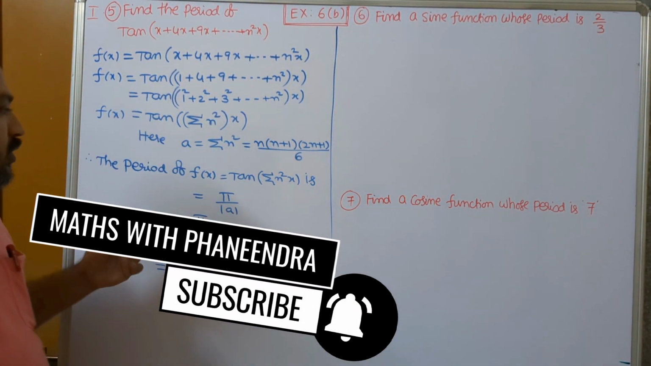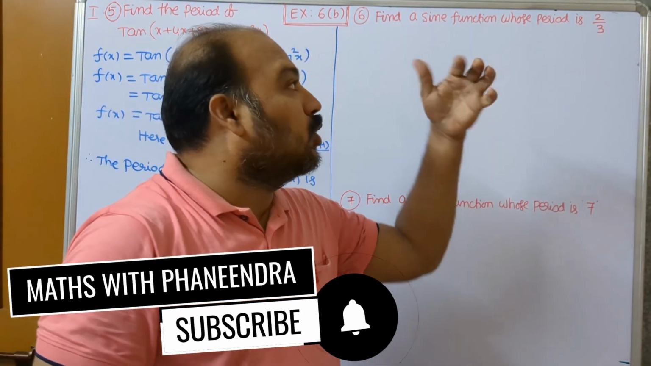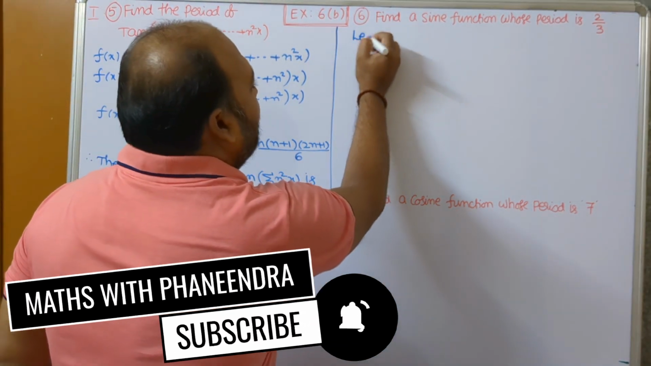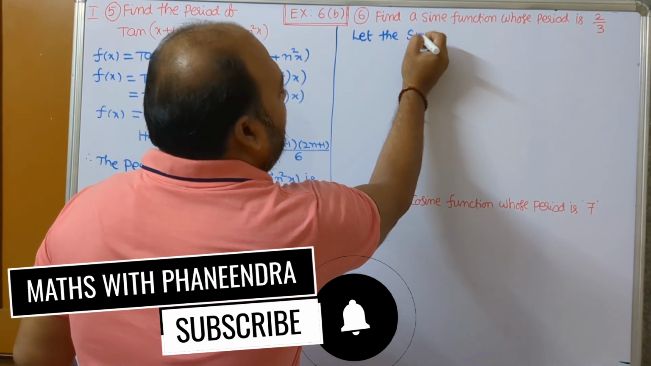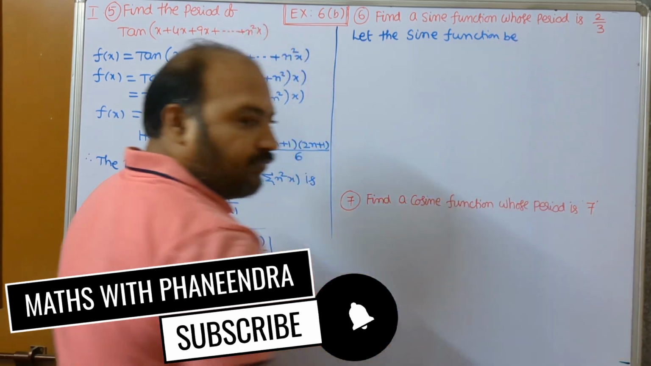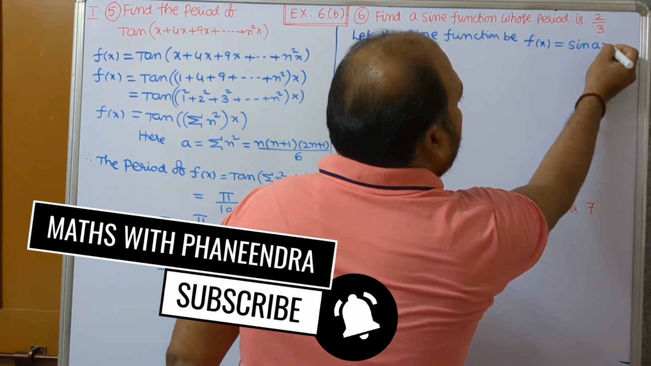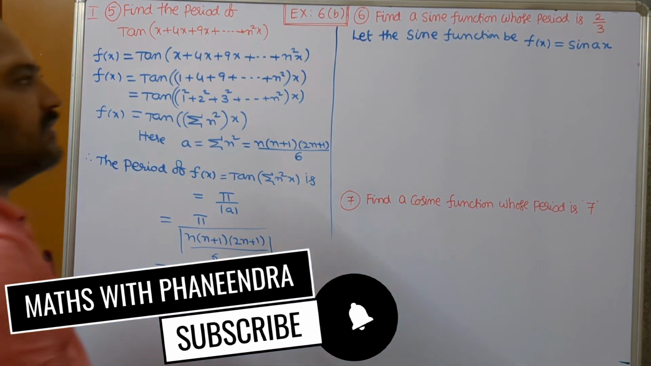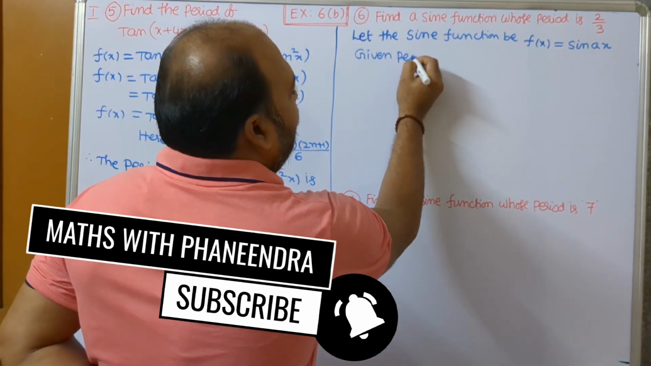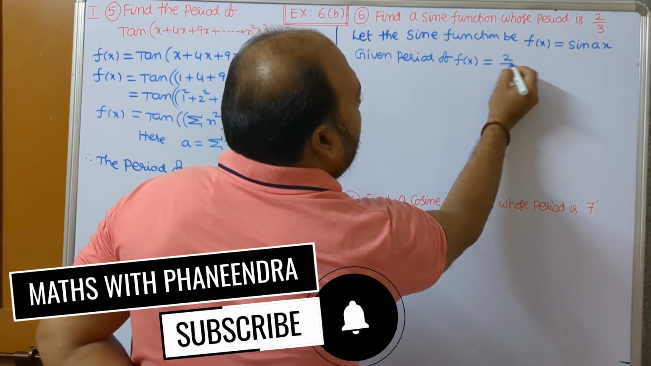This is one category, using the formula format. Now come to here. Find a sine function whose period is 2 by 3. So let us consider the function. Let the sine function be f of x is equal to sine ax. Given the period of f of x is 2 by 3.